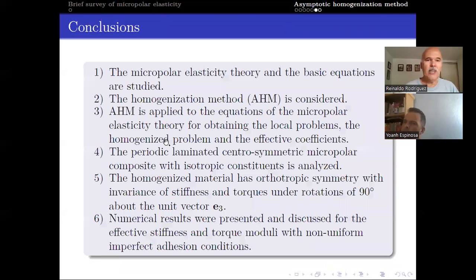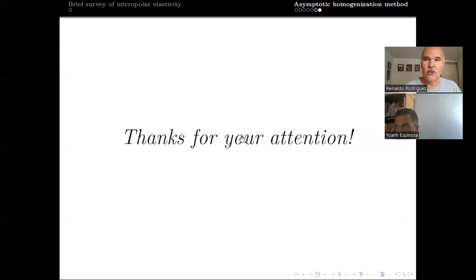In general, we can say that we have applied asymptotic homogenization for linear micropolar elasticity theory, and we studied a periodic laminated centrosymmetric composite with isotropic constituents, and the numerical results are presented and discussed for the effective stiffness and torque model with non-uniform imperfect adhesion. Thank you for your attention.